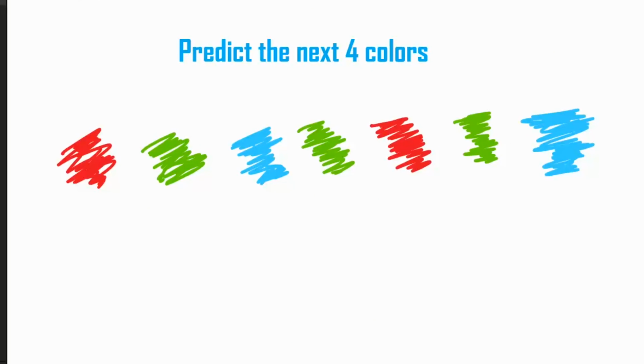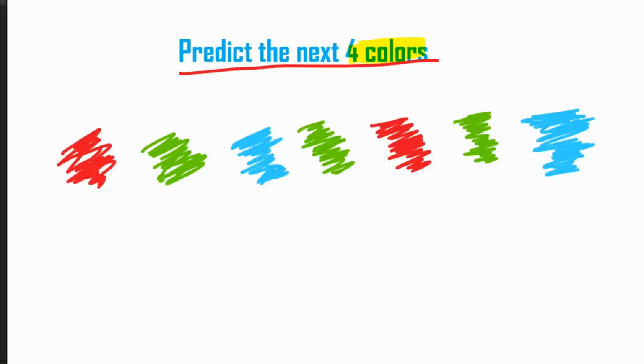Here we're using colors. What we have to do here is predict the next 4 colors. If you want, we can highlight 4 colors, because that's what we're doing. Predict the next 4 colors.